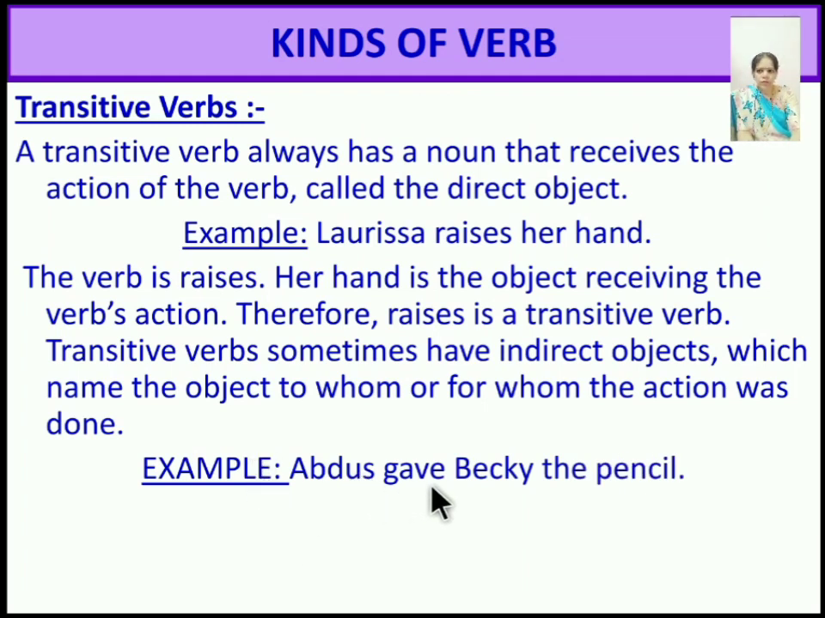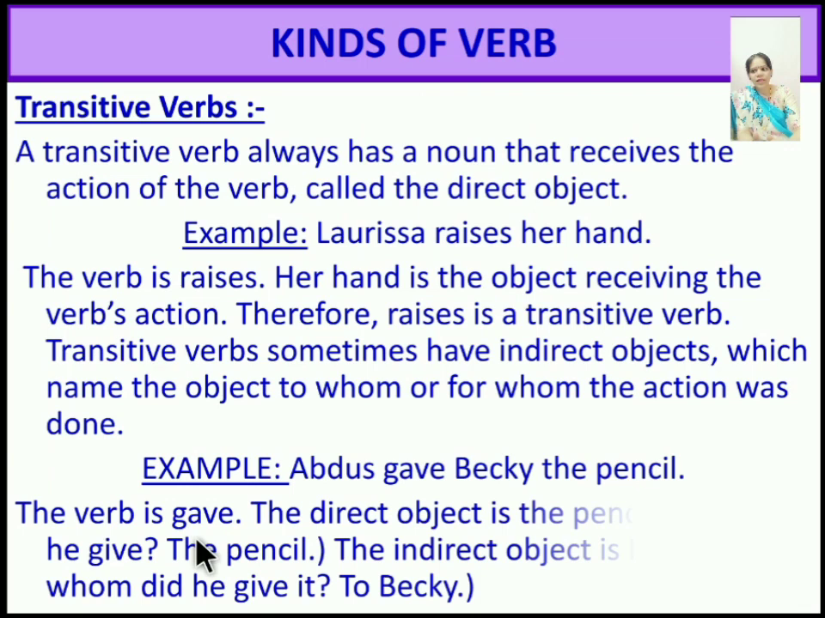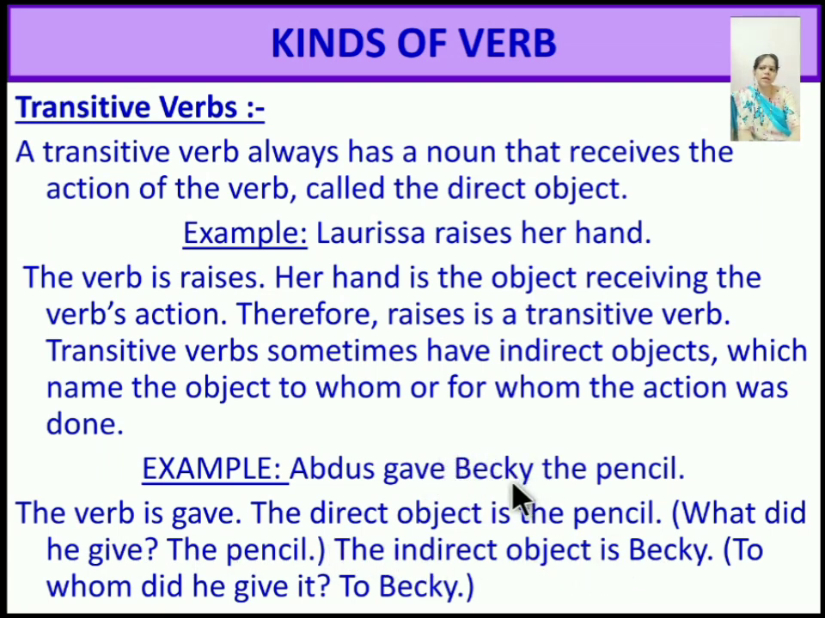Example, Abdus gave Becky the pencil. Now see, Abdus gave Becky the pencil. Two or three things are there. One, the doer, second, the receiver, and third, the object. Very clear about it. The verb is gave. The direct object is the pencil, because the pencil has been in the transition. The pencil is shifted. What did he give? The pencil. The indirect object over here is Becky. To whom did he give the pencil? He gave the pencil to Becky. Now is it clear? Transitive verbs have the direct object and the indirect object.